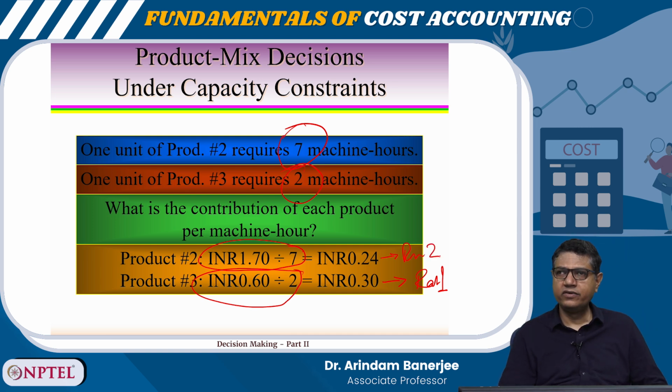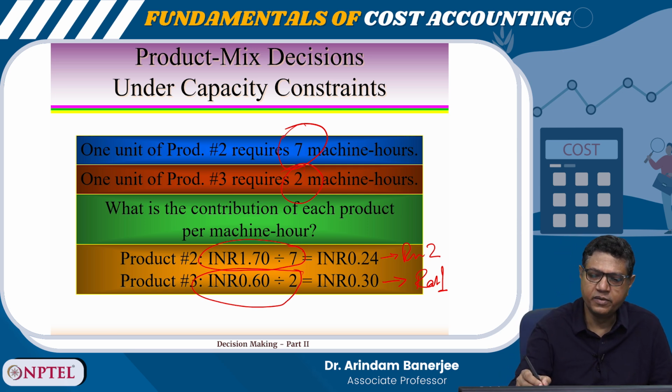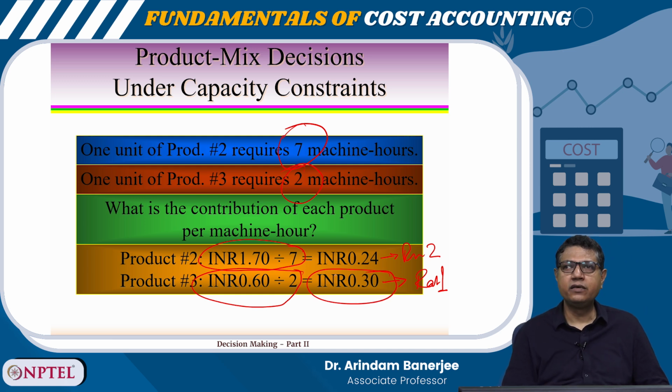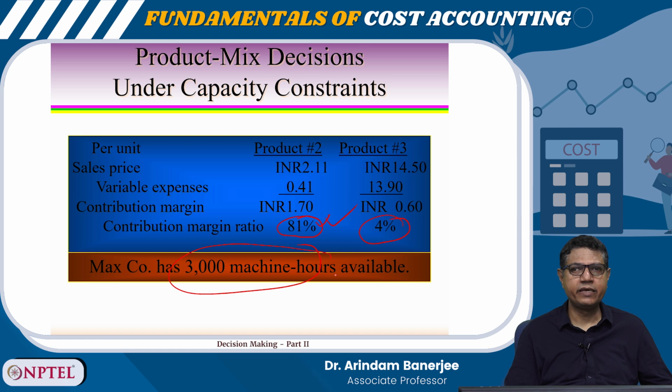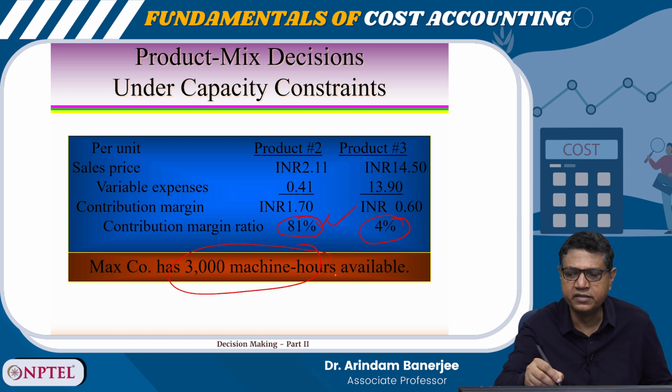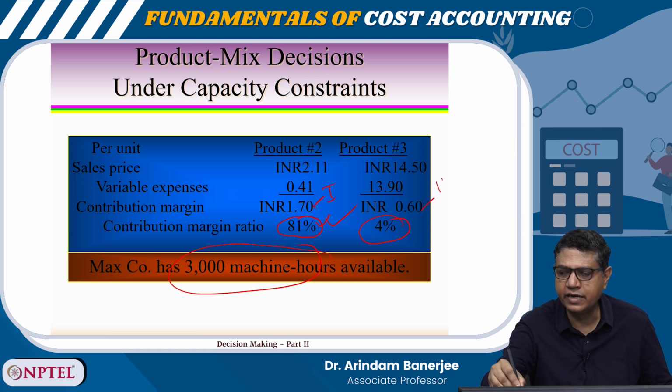So which one should I prefer now? Of course, I should prefer this product, that is product 3, over product 2. Initially, when the machine hours were available in abundance, what was my ranking? If I go back, you see, this was rank 1 and this was rank 2.